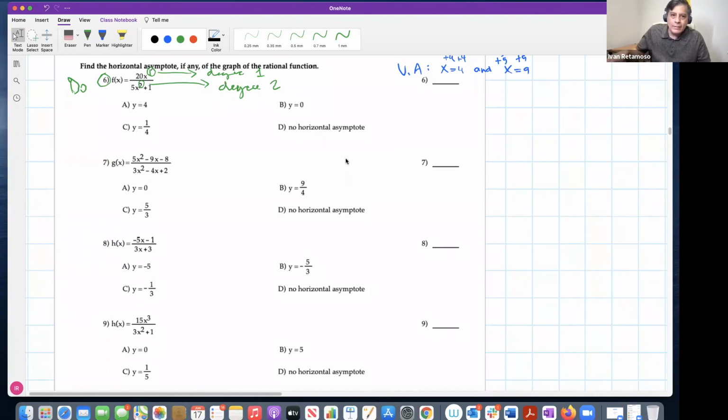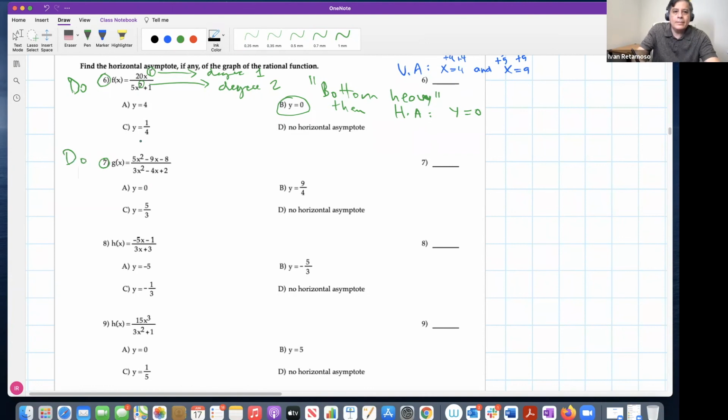Notice degree 1 on the top, degree 2 on the bottom. Tells me that this is bottom heavy. So therefore, for bottom heavy rational functions, the rule says that the horizontal asymptote is this, right? Y equals 0. This is the equation of the horizontal asymptote, right? Excellent. Try this now. Number 7.